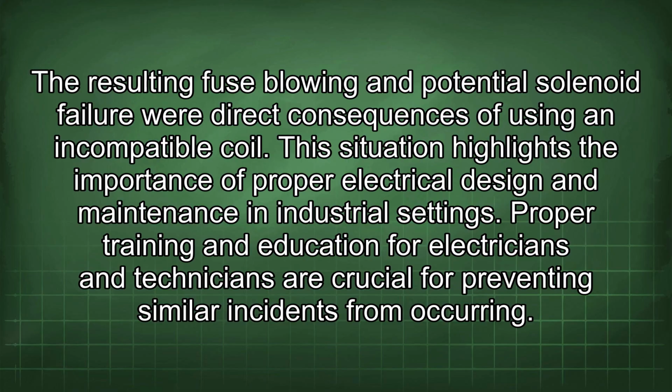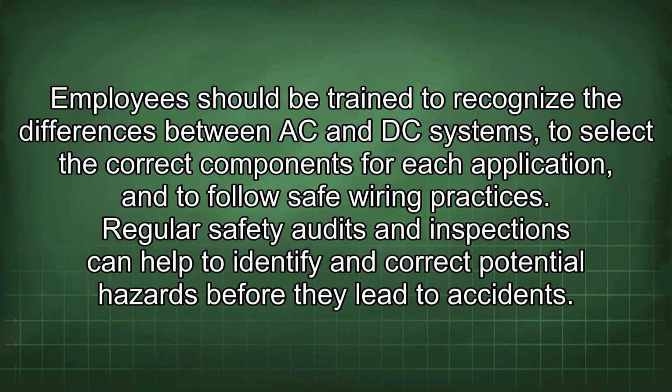This situation highlights the importance of proper electrical design and maintenance in industrial settings. Proper training and education for electricians and technicians are crucial for preventing similar incidents from occurring. Employees should be trained to recognize the differences between AC and DC systems, to select the correct components for each application, and to follow safe wiring practices. Regular safety audits and inspections can help to identify and correct potential hazards before they lead to accidents.